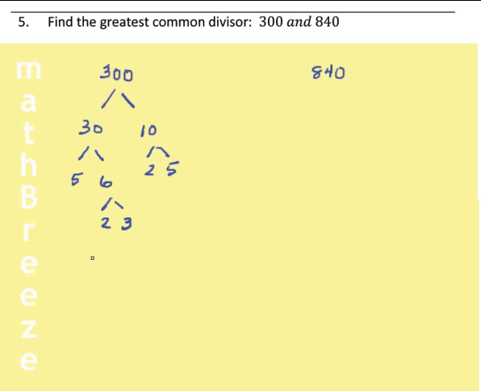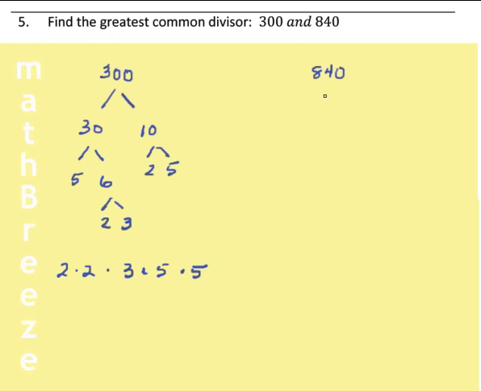These are all primes. Let's write them in order, starting with the 2. We have two 2's, so let's write 2 times 2. And let's see, we have a 3, and we have two 5's. So there's our prime factorization of 300.